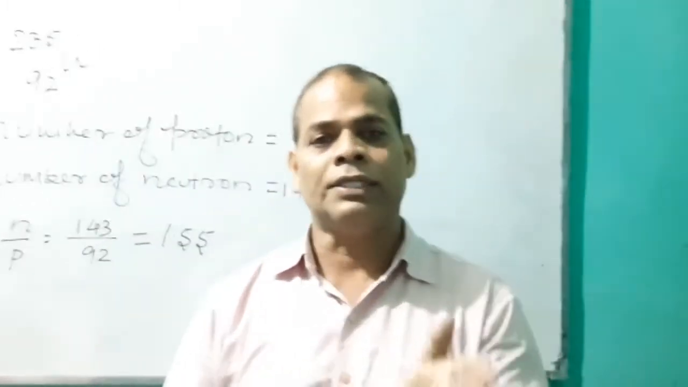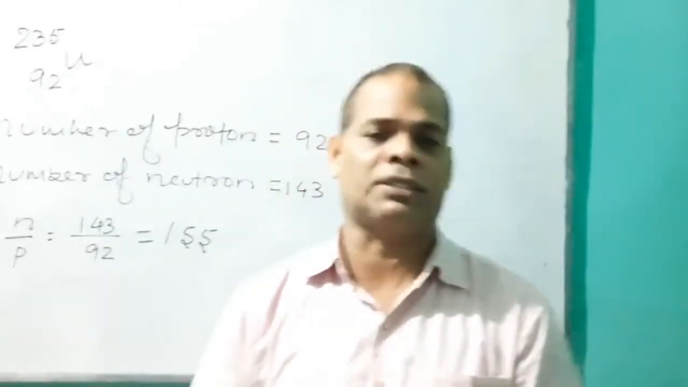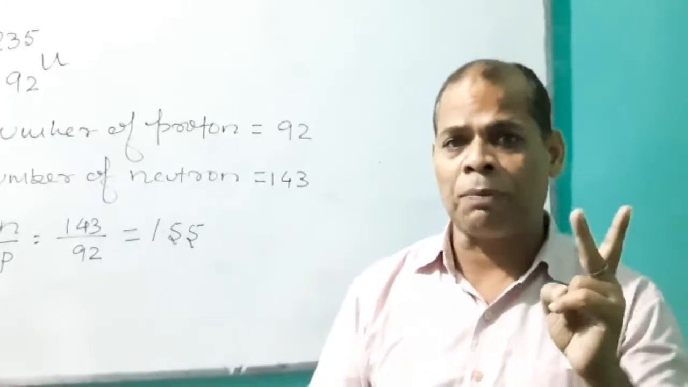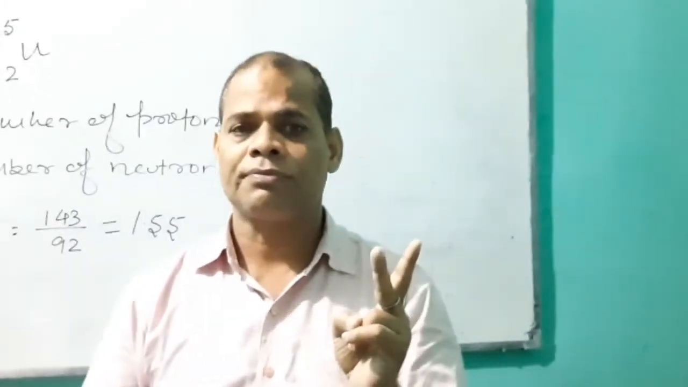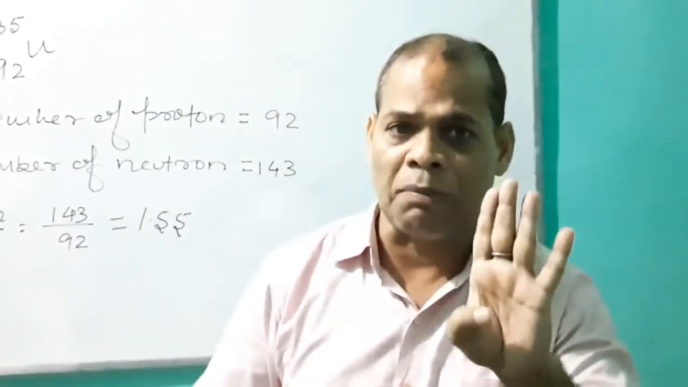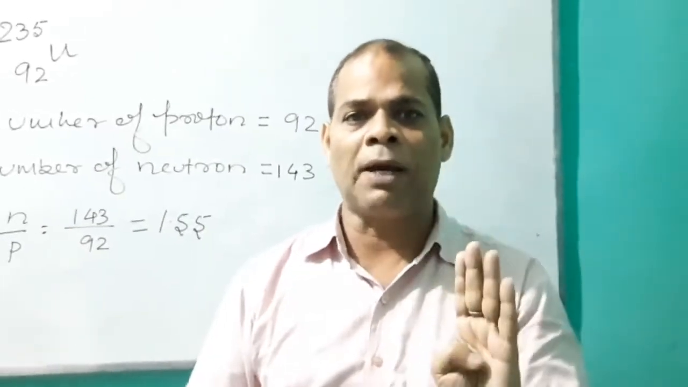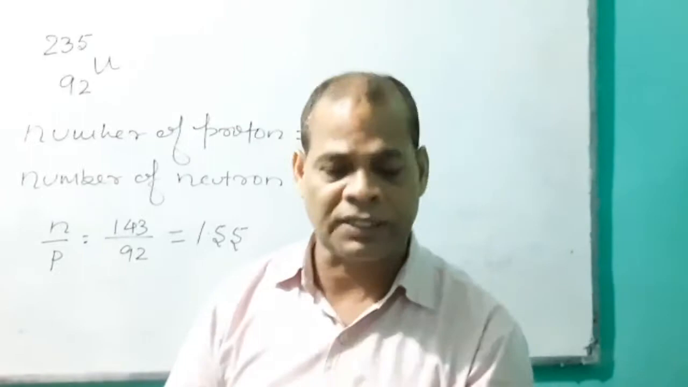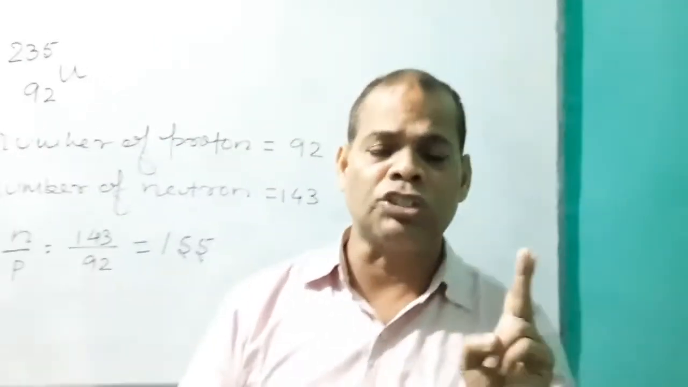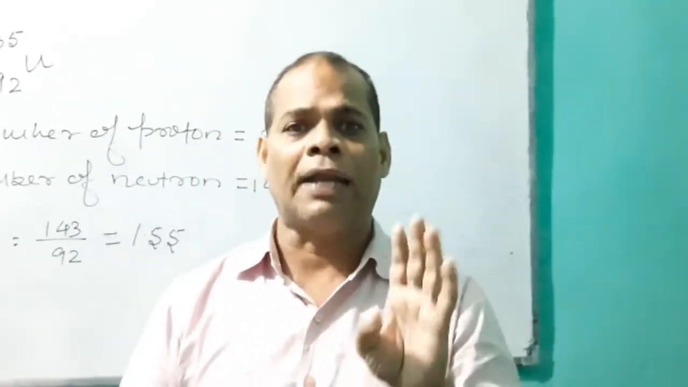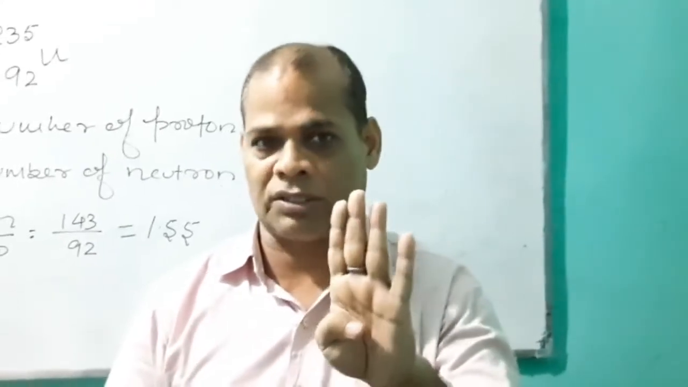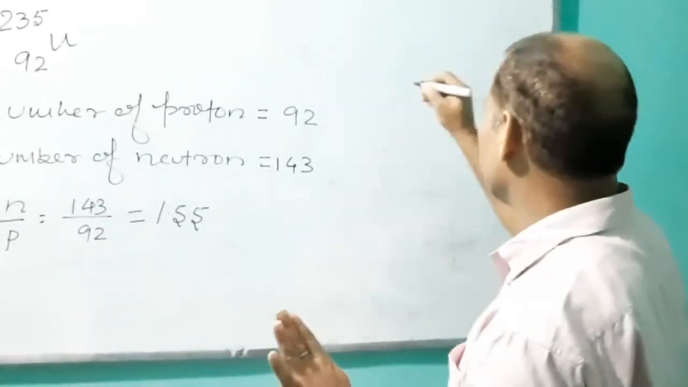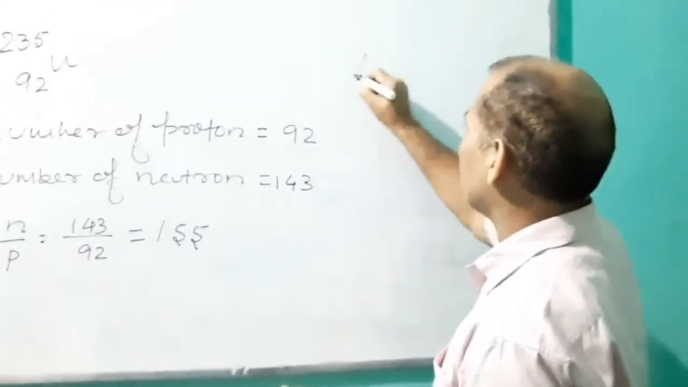Alpha particle is a positively charged particle having 2 units of a positive charge and 4 units its mass. What is alpha particle? Alpha particle is a positively charged particle having 2 units of a positive charge and 4 units its mass.